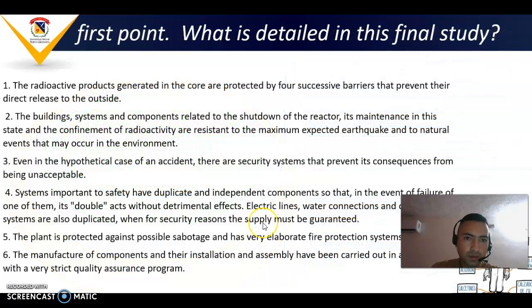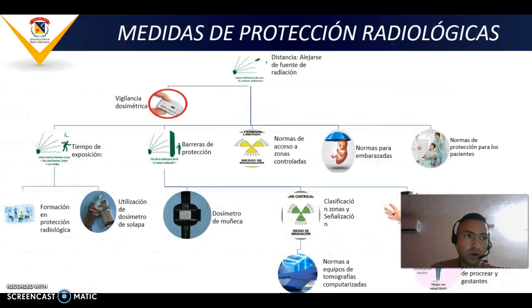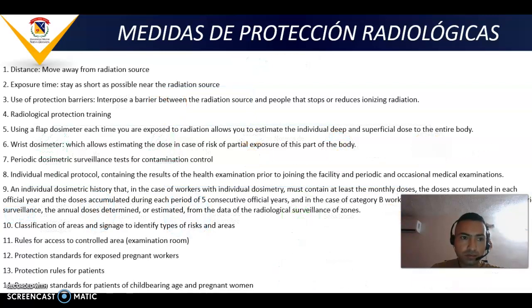Continue. On the other hand, we have protection measures for a sanitary radiophysical installation. 1. Distance: move away from a radiation source. 2. Exposure time: reduce it as much as possible near the radiation source. 3. Use of protection barriers: interpose a barrier between the radiation source and the people to stop or reduce radiation.